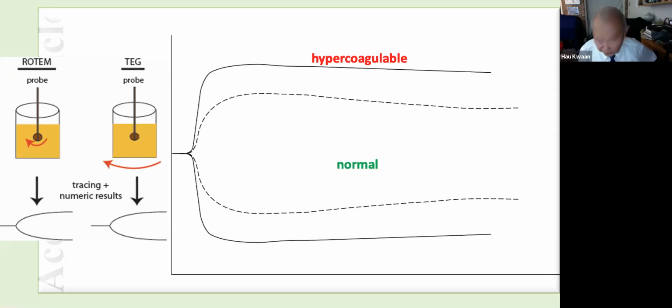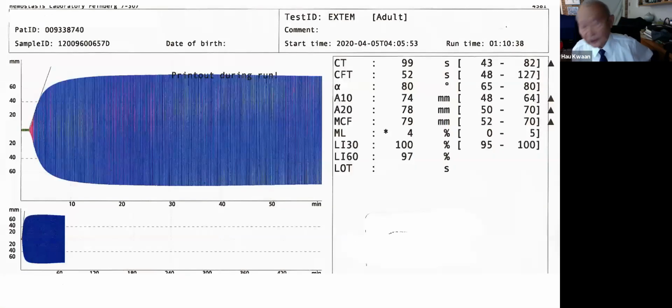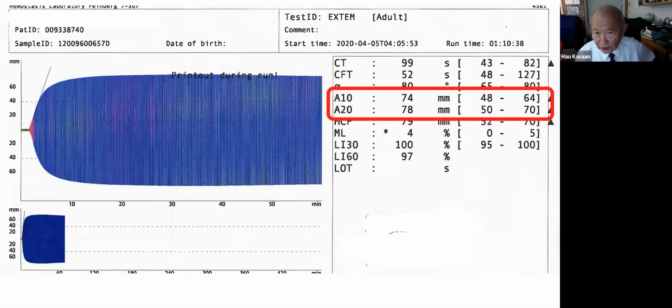So I have to show you an actual case. And here's an actual case with COVID-19 in our hospital. And here show the curve here. And please note that what we look for here is the amplitude at different times. A10 is 10 minutes, A20 is 20 minutes, and the amplitude is 74 and 78 millimeters respectively. And note that the upper limit shown on the right side is 64 and 70. So this patient definitely had a wider amplitude indicating hypercoagulability.